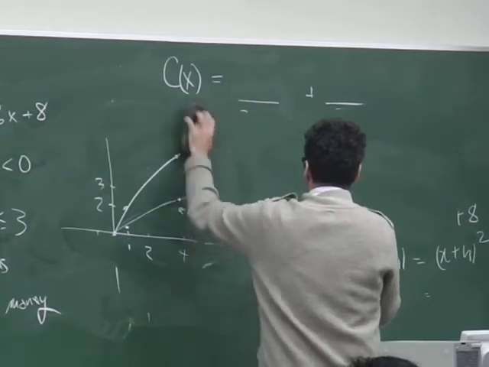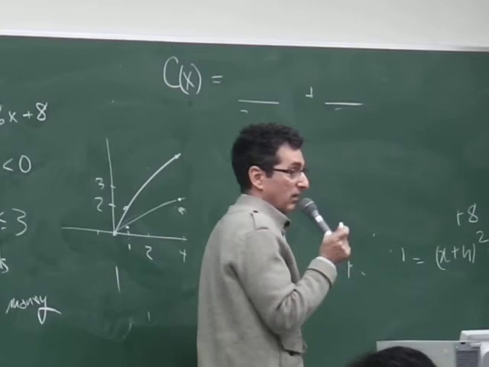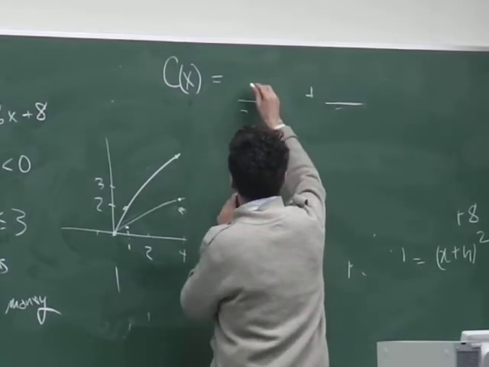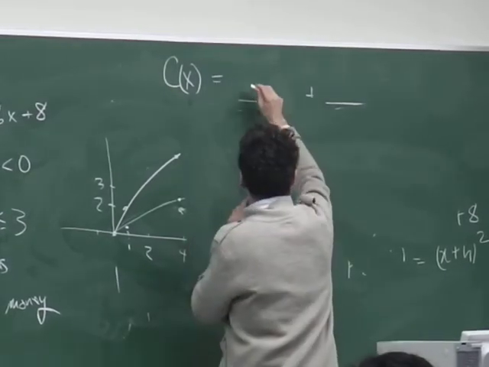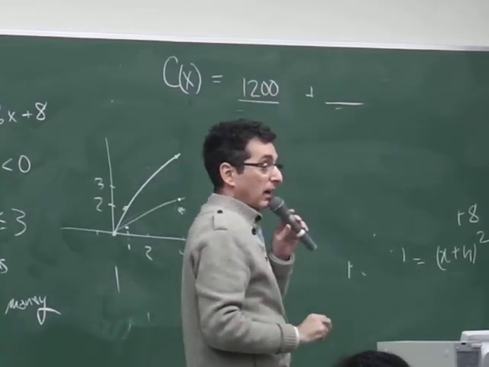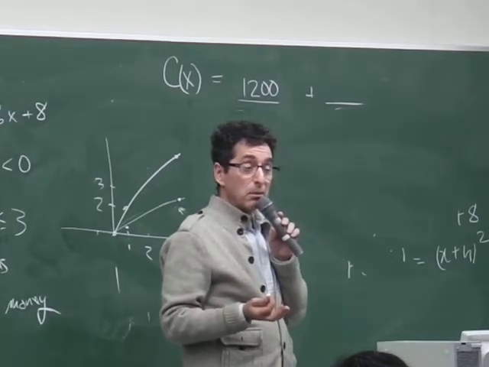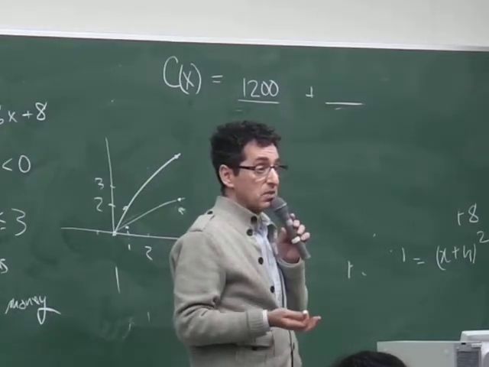One piece won't have X in it, and the second piece will have X in it. Okay? So one piece will just have a number, like let's say 1,200. And another piece will have an X in it. If neither piece had an X in it, then it wouldn't depend on X, right? Cost wouldn't depend on X.